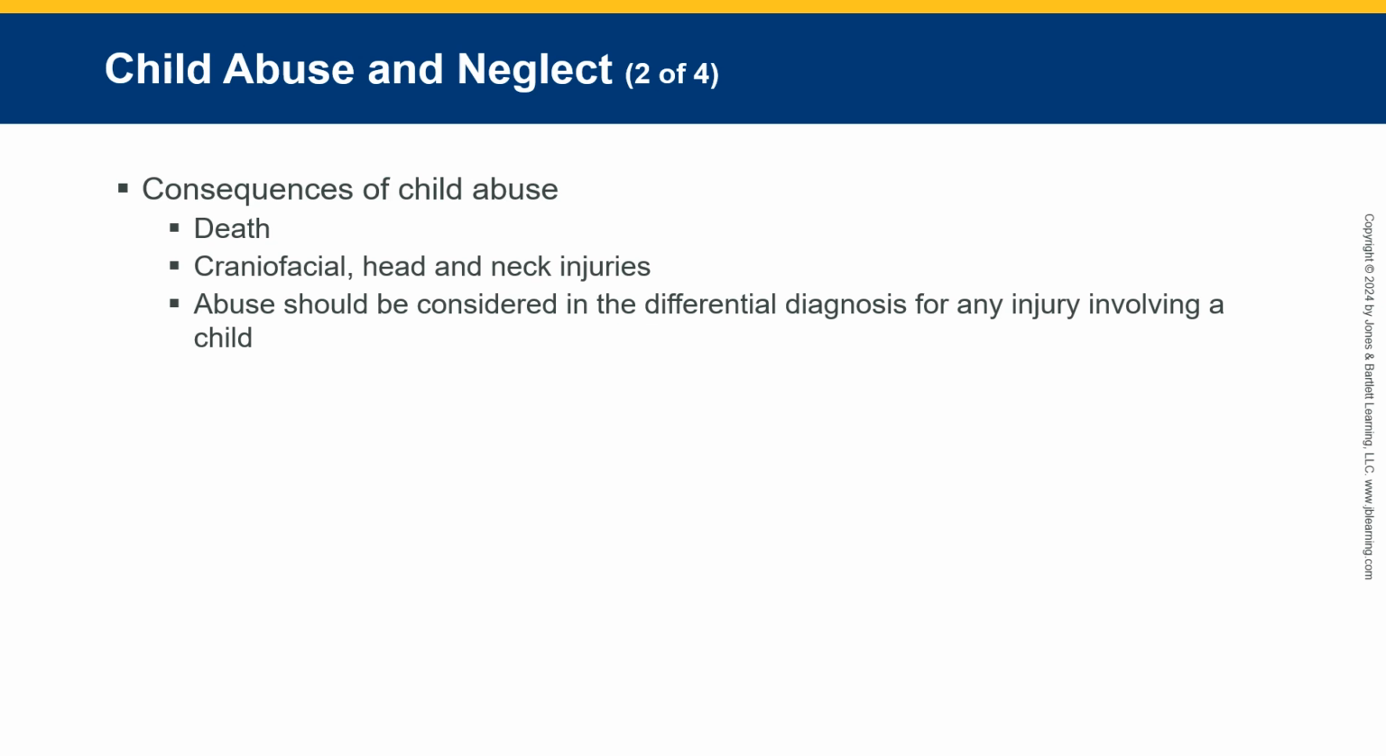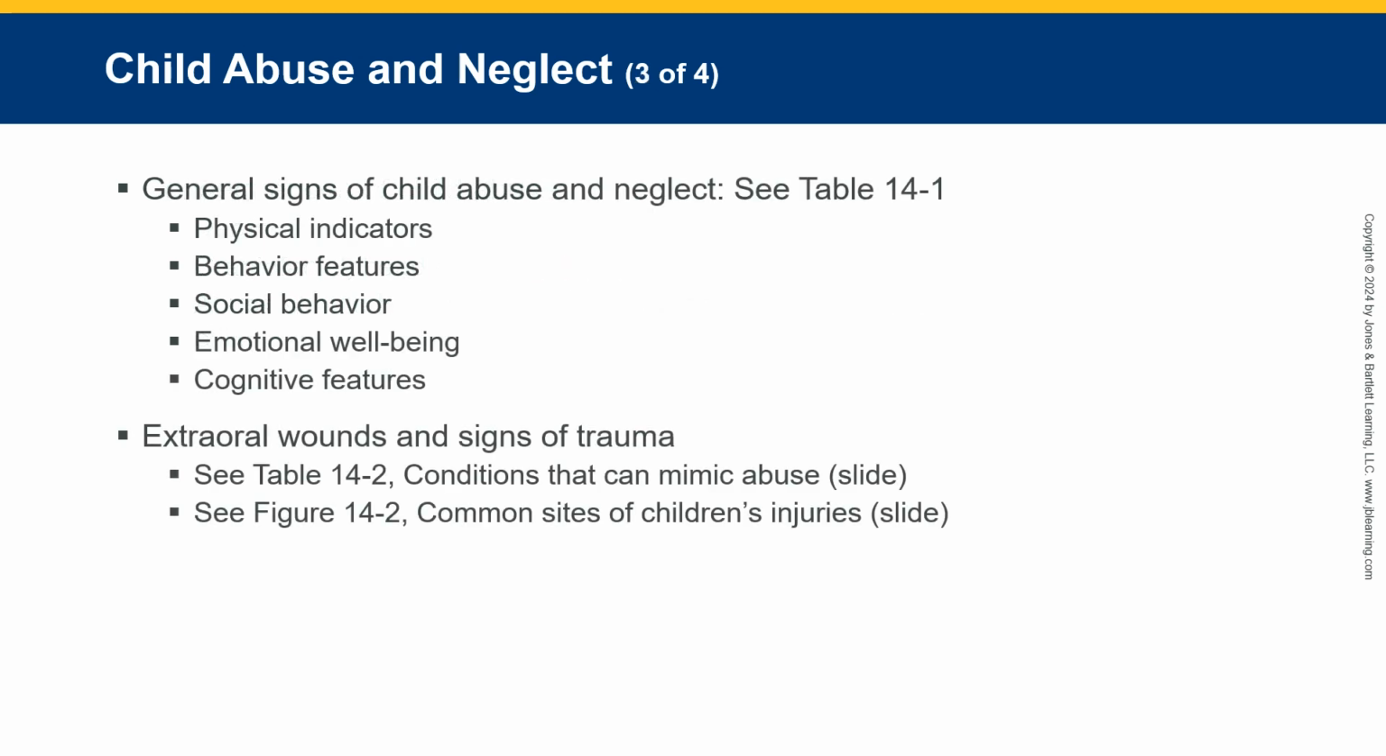Abuse needs to be considered in the differential diagnosis of any injury that involves a child. A major consequence of child abuse and neglect is death. Indicators of abuse or neglect include poor personal hygiene and clothing that is not appropriate for the weather.